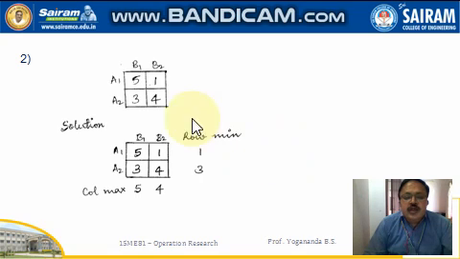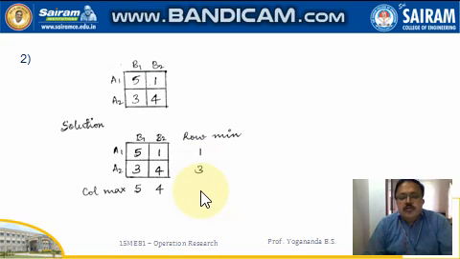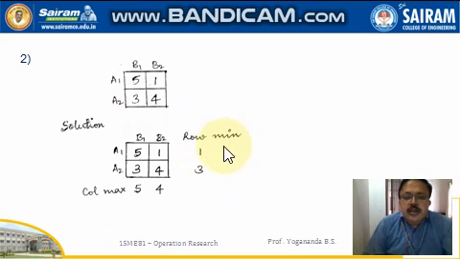Good afternoon, friends. We have a 2 by 2 game once again. So we'll check whether the game has a saddle point or not. So find the row minimum and column maximum, and write them at the end of each row and at the end of each column as usual.